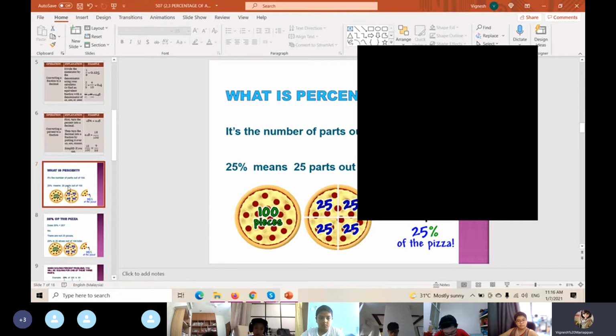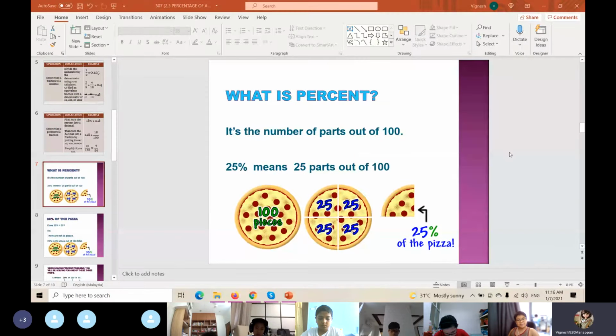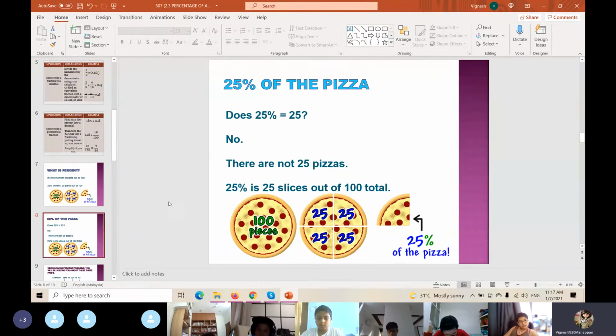Okay, so now today's topic. What is percent? Yes, it's a number of parts out of 100. 25 means 25 parts out of 100. It's a basic thing, correct? It's 25 percent of the pizza. Okay, now it's a simple thing.